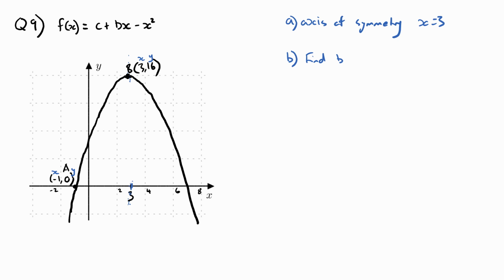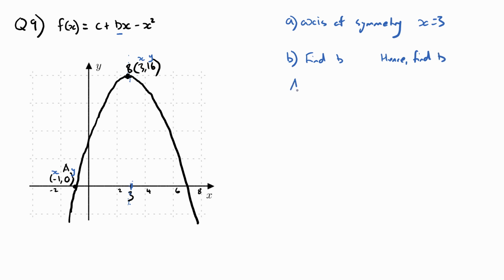Question 9, part B, just says find B. Okay, so we just need to find B in this function here. We have C and B, they're two unknowns, and we need to find B. This question probably should say "hence find B", because it's using the information that we found in part A.